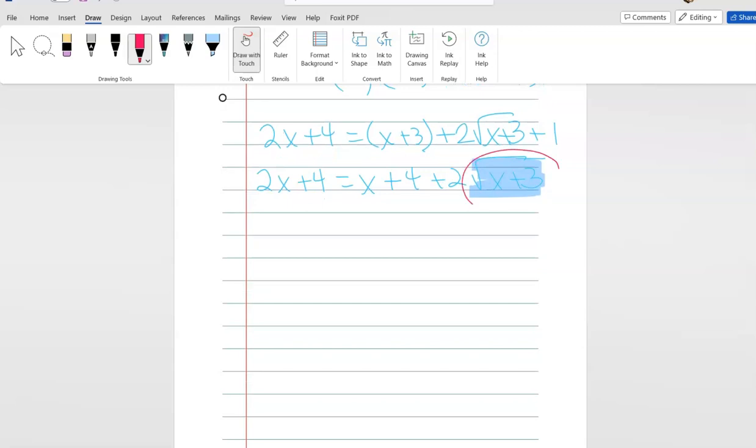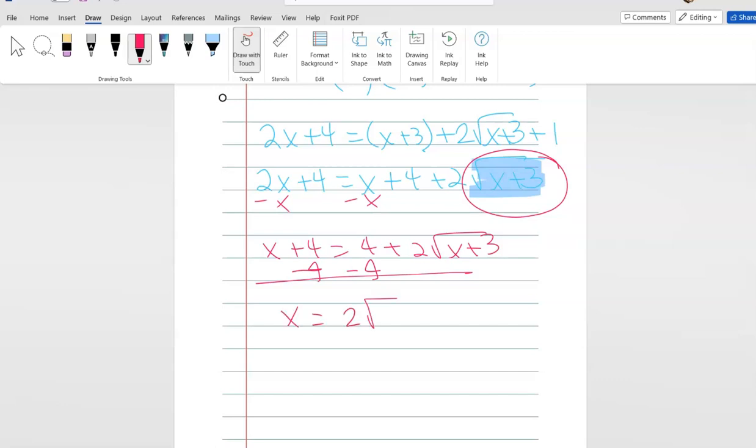So now, just like before, I'm going to isolate this term. So I'm going to subtract x from both sides. So let's see here. I have x plus 4 equals 4 plus 2 radical x plus 3. And I'm going to subtract 4 from both sides. Okay, so I have x equals 2 radical x plus 3. Now at this point, this is fairly well isolated. I could choose to divide by the 2, or I could choose to leave it there. It's up to you. I usually choose to divide by it because I want it completely isolated, because the less over there, in my opinion, the better.